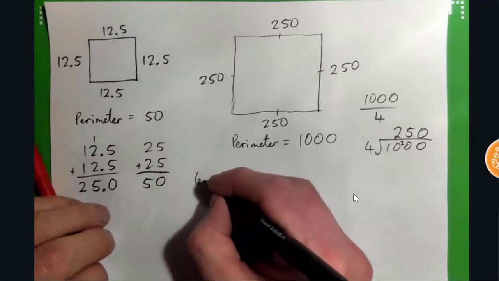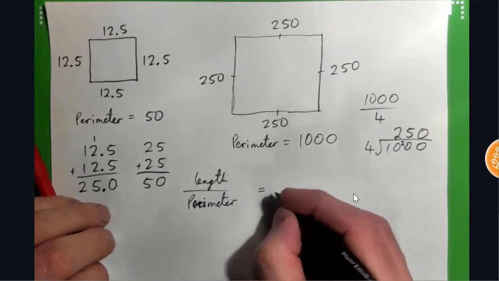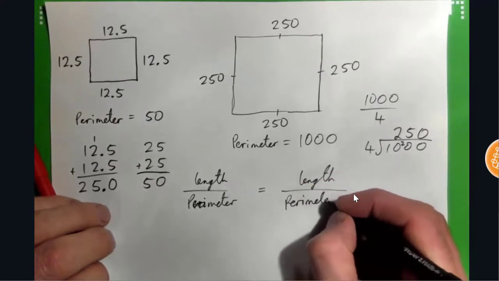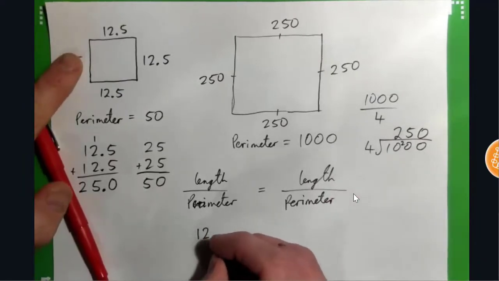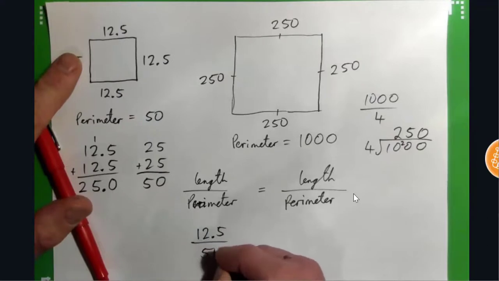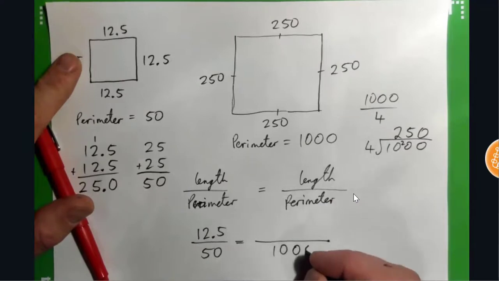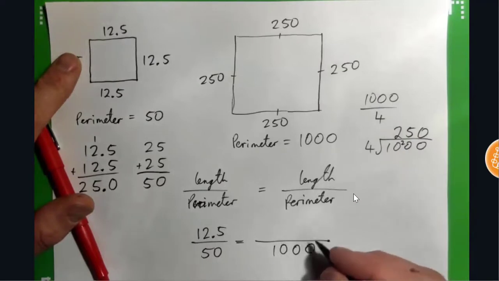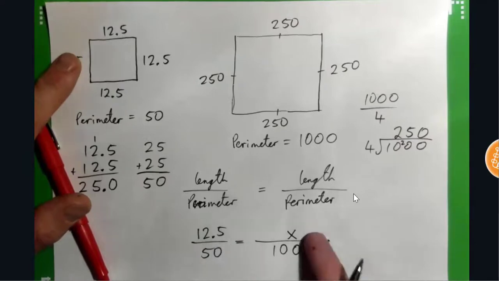So now because I'm a math teacher, I have to show you the proportion way. The length over the perimeter should equal the length over the perimeter. So this is a proportion. This is a fraction equal to a fraction. So with the little guy, the 12.5 over 50 should equal the perimeter is 1,000, isn't it? And our length, the 250, that's our unknown number. Give me a letter you want to use for the unknown number. X, all right. So 12.5 over 50 equals X over 1,000.